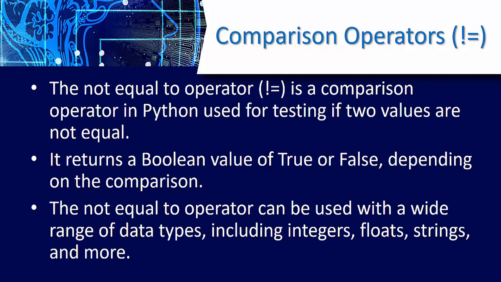The not equal to operator is a comparison operator which Python uses for testing if two values are not equal. It returns a Boolean value of true or false depending on the comparison. The not equals to operator can be used with a wide range of data types, including integers, floats, strings, and more.